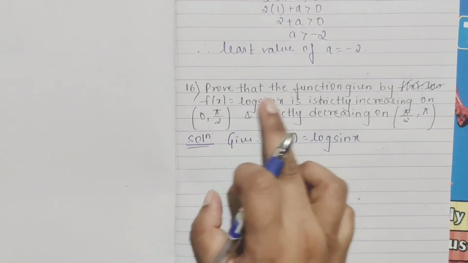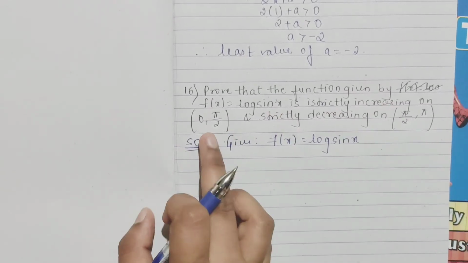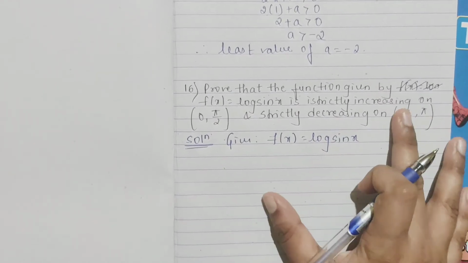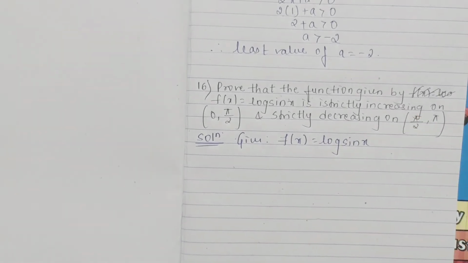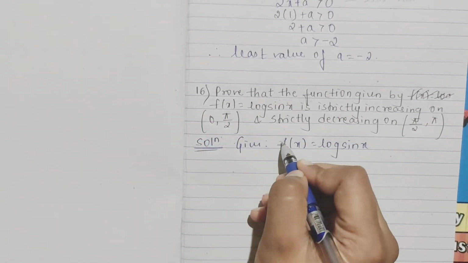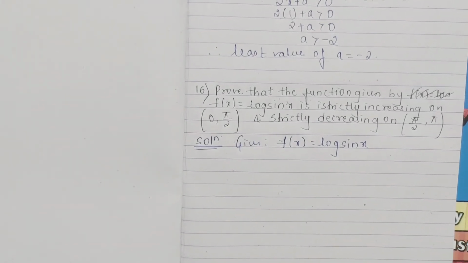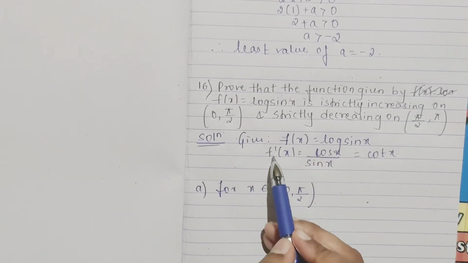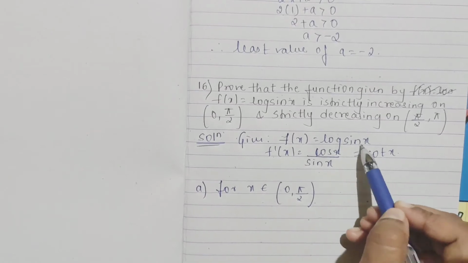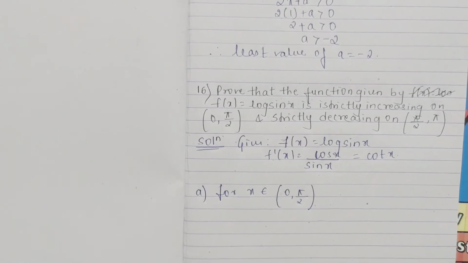The 16th one: prove that the function f of x equals log sin x is strictly increasing on the interval 0 comma pi by 2 and strictly decreasing on pi by 2 comma pi. Here you have to prove it. This is your a part, strictly increasing, and this is your b part, strictly decreasing. First we have to find f dash of x. Log x differentiation is 1 by x, and sin x differentiation is cos x, so cos by sin is cot x. So we will prove now.